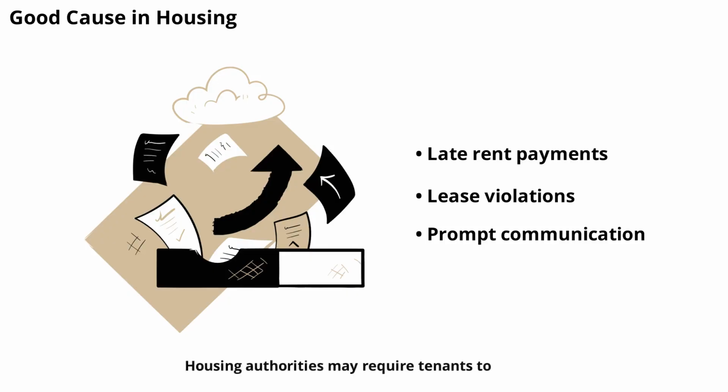Housing authorities may require tenants to show good cause for late rent payments, lease violations, or requests for extensions. Acceptable reasons might include job loss, medical emergencies, or other hardships. Providing documentation and communicating promptly with the landlord or agency is essential.